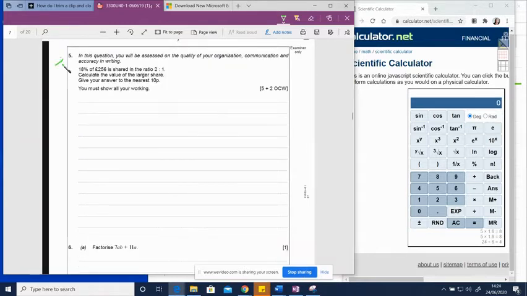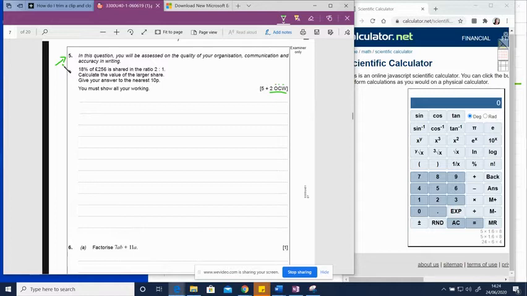Okay, question 5. Before I even start reading question 5, I've looked at the marks and seen that we gain 2 extra marks for organisation, communication and writing. So I've got to make sure that the answer to this question is laid out very clearly for anybody to follow. I've also got to make sure I use the units throughout. So let's look at the question. 18% of 256 is shared in the ratio of 2 to 1. Calculate the value of the largest share and give my answer to the nearest 10p.